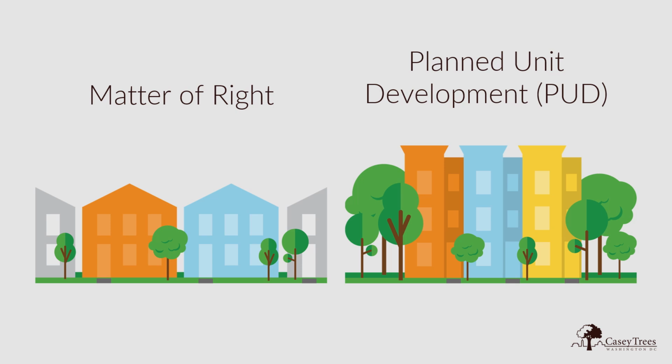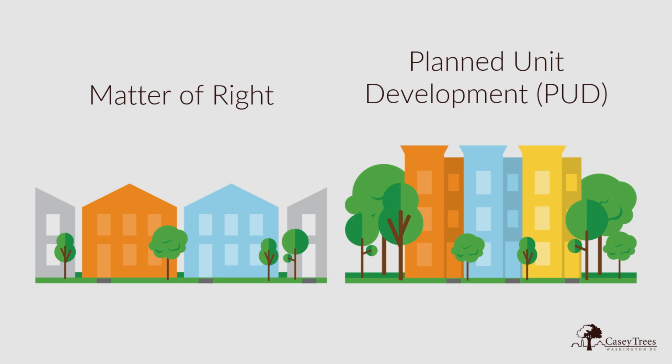The second way you can develop is through a planned unit development, or PUD. With a PUD, a developer has the opportunity to build denser than the initial zoning, up to the density in the comprehensive plan's future land use map. See how it's all coming together?